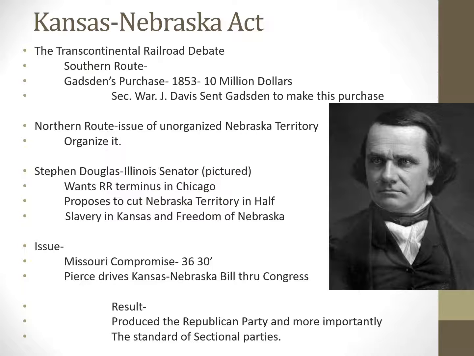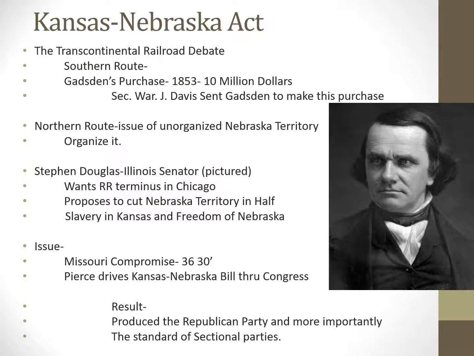And so Stephen Douglas, in trying to achieve this issue, proposed something called the Kansas-Nebraska Act. The Kansas-Nebraska Act basically said that the Nebraska territory would be cut in half. The northern half would be Nebraska, and it would be free, and the southern half would be Kansas, and it would have slaves. It would be a slave state.